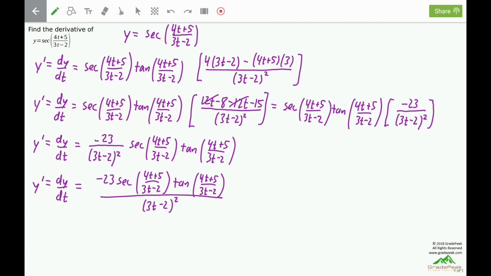Those are the two different ways you may see that derivative written. They are equivalent, of course, so just be aware of the two different forms it can take. But there we have the derivative y prime or dy dt.